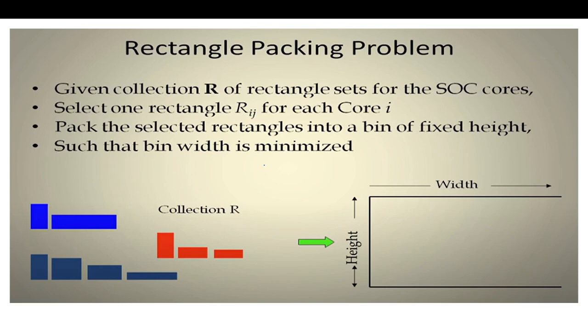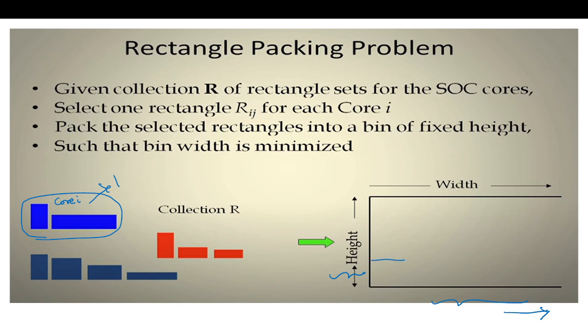So here we are given a collection R of the rectangle sets for the SOC cores. In this set we will pick one rectangle, say this is for core i. We will pick one rectangle and then place it. So pack the selected rectangle into a bin of fixed height. This height is fixed because the TAM width we cannot change. This is the time. So this we can increase or decrease, but we want to minimize it.